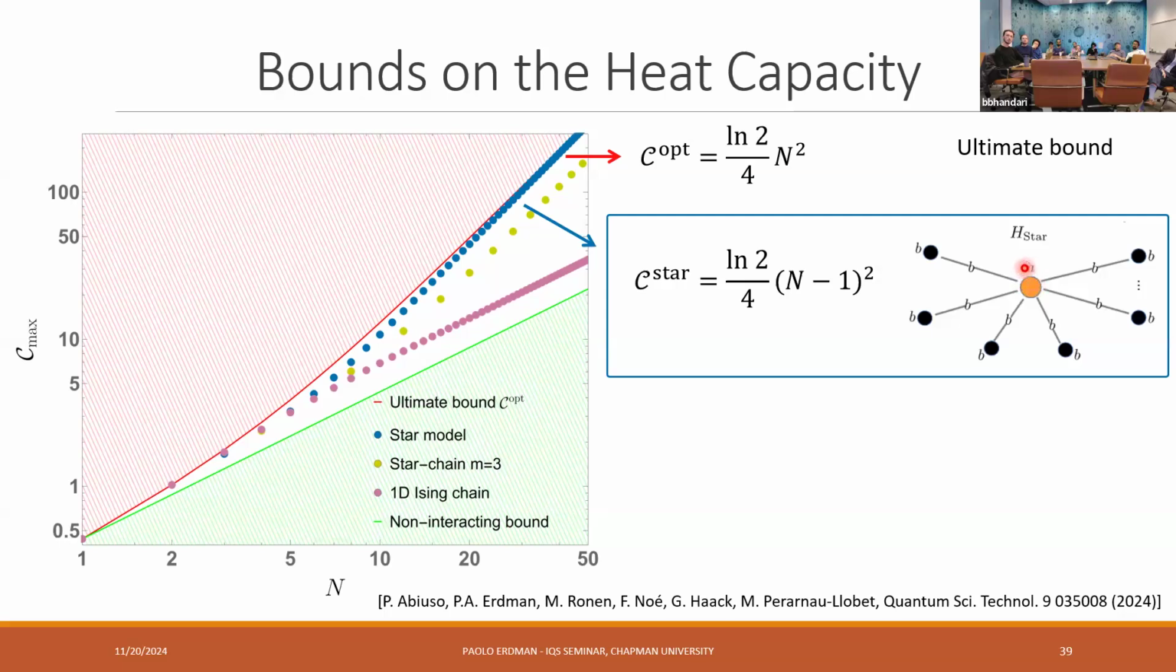And this is what I think some people would call the star model. So you have one spin that is coupled to all other ones. And then since we found these structures, we could actually study it analytically, and we proved that this has this n-squared scaling. It's not the same as the bound, but for large n, it gets asymptotically close to it. But the disadvantage here is that we have a strongly non-local interaction. So you have one spin coupled to all other ones.